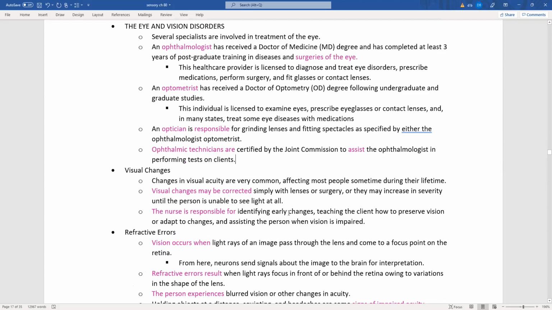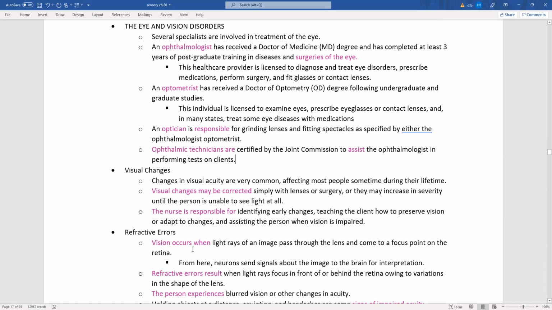The nurse is responsible for identifying early changes, teaching the client how to preserve vision or adapt to changes, and assisting the person when the vision is impaired. So that's what we're responsible for. We're responsible for identifying early changes, teaching the client how to preserve vision or adapt to changes, and assisting the person when vision is impaired, right?